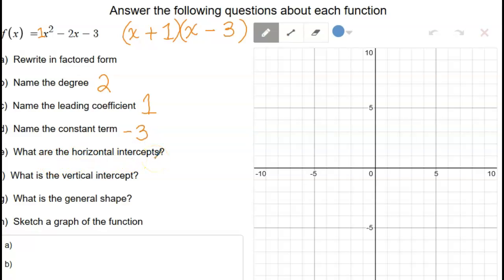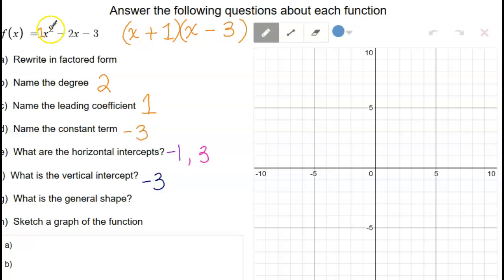Horizontal intercepts, those come from the factored form. So what value of x makes this equal to 0? That would be negative 1. And what value of x here makes this factor equal to 0? So that would be a positive 3. Remember, the vertical intercept and the constant term are the same thing. So your vertical intercept would be negative 3.